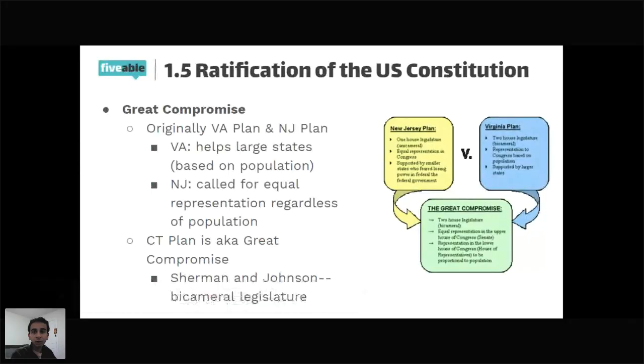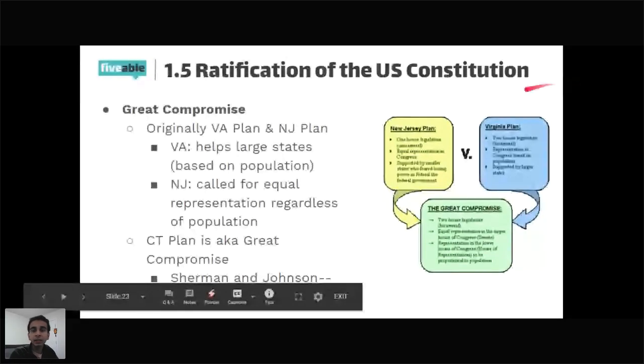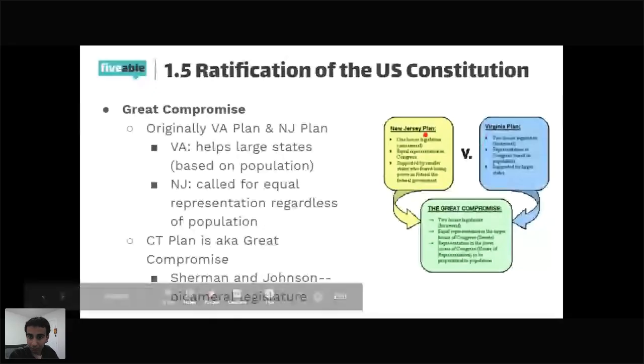Yes, one of them called for a bicameral Congress, the other called for a unicameral Congress. And you can see a more specific breakdown right here. So yeah, New Jersey called for a unicameral and Virginia called for a bicameral. Obviously, we took that bicameral idea and we combined the proportional representation from Virginia and then the equal representation from New Jersey. And that's what the Great Compromise was.